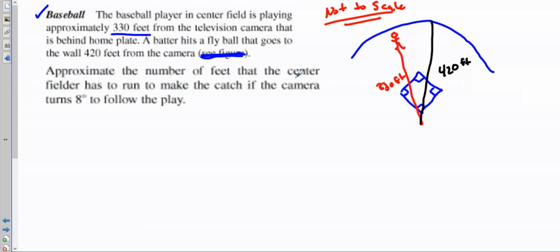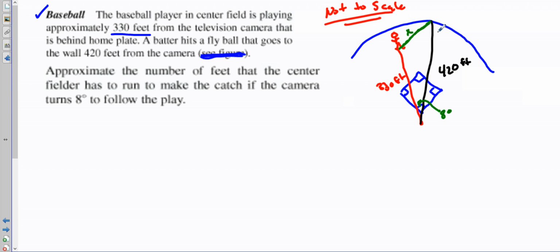Approximate the number of feet that the center fielder has to run to make the catch if the camera is turning at 8 degrees to follow the play. And so what's happening is that now this center fielder is going back and trying to catch this ball. This angle of the camera is following it, and it's going at 8 degrees. And so we want to figure out how far the center fielder had to travel.